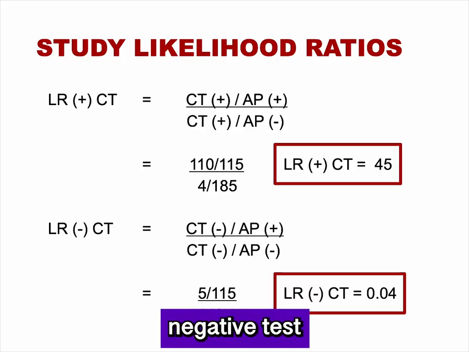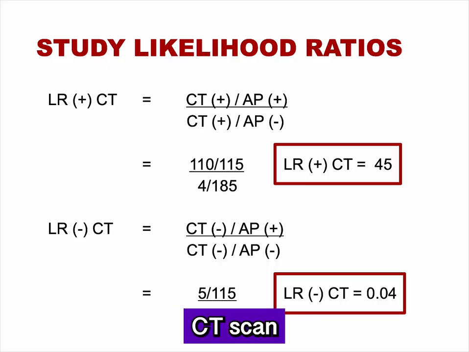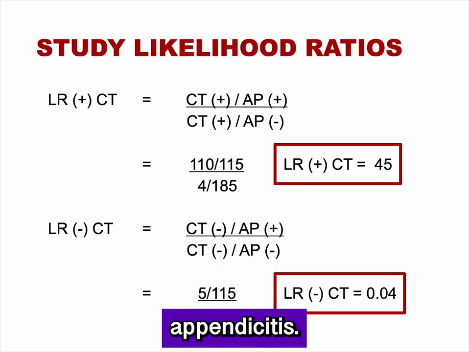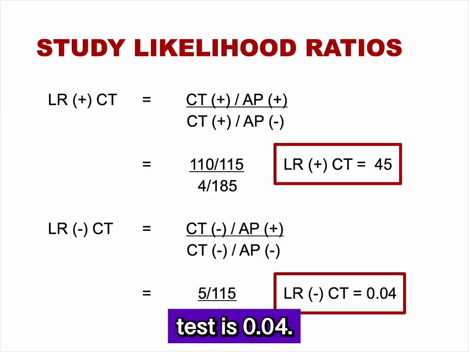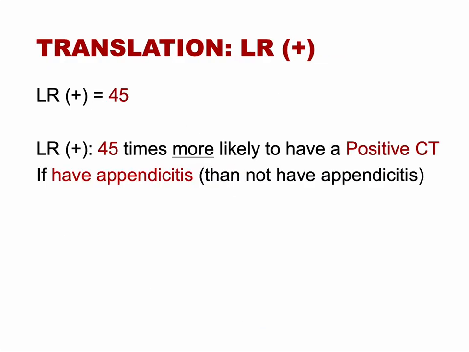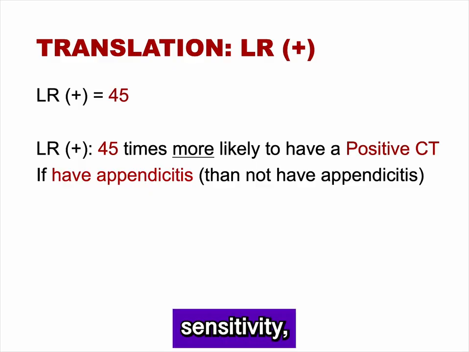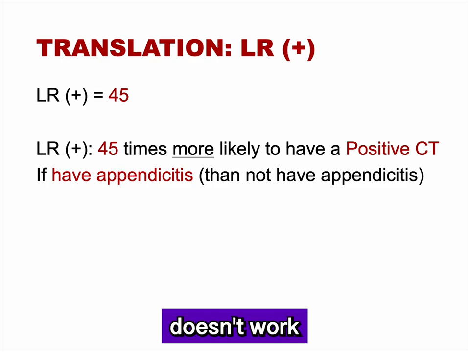The likelihood ratio of a negative test is the likelihood of a negative CT scan if you have appendicitis divided by the likelihood of a negative CT scan if you don't have appendicitis. The likelihood ratio of a negative test is 0.04. Likelihood ratios are the trickiest to use in a sentence, and our simple sentence templates that we use for sensitivity, specificity, and predictive values don't work for likelihood ratios.